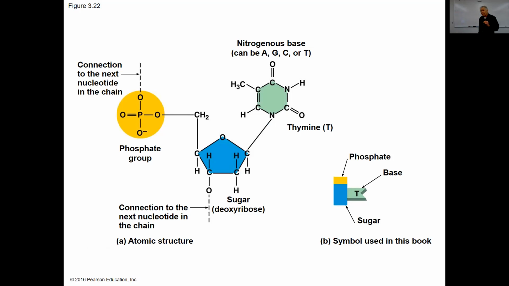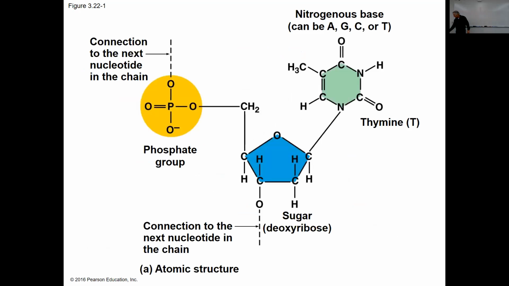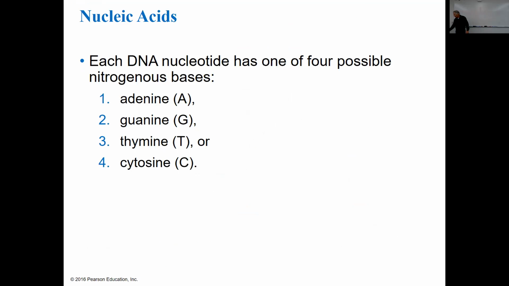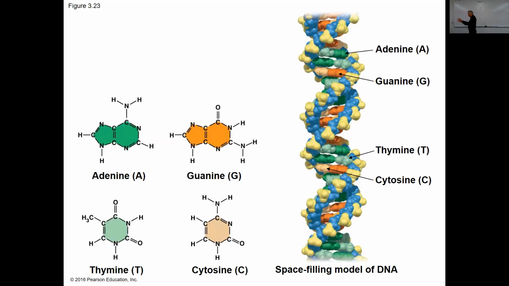And the information in DNA is not found in the sugar-phosphate backbone. It's found in the sequence of nitrogenous bases. That's where the information is. Okay, so each DNA nucleotide has one of 4 possible bases: adenine, guanine, thymine, or cytosine. And there they are. And there's a space-filling model of DNA. Notice that it's a double helix. It's a long, thin molecule that's a double helix.